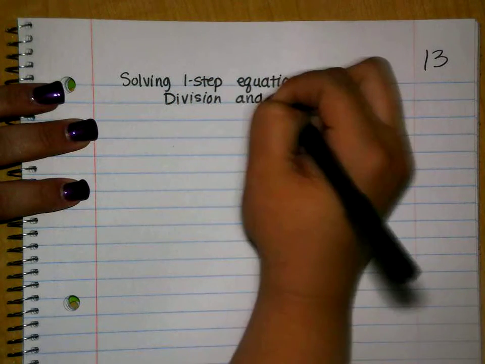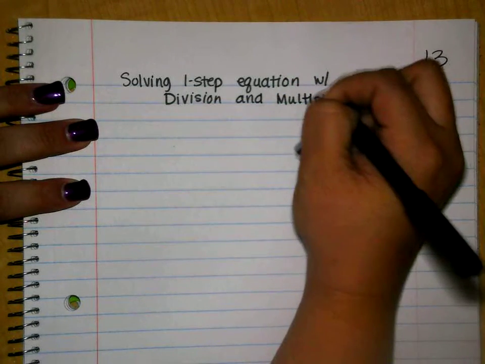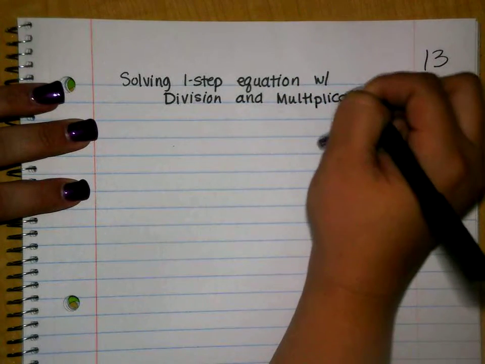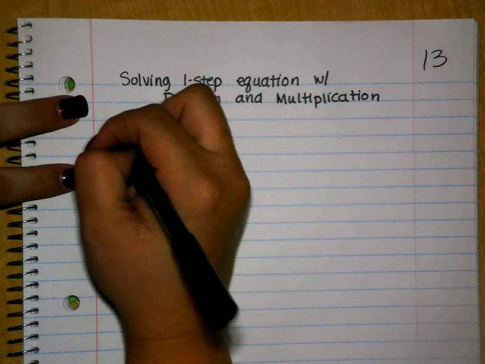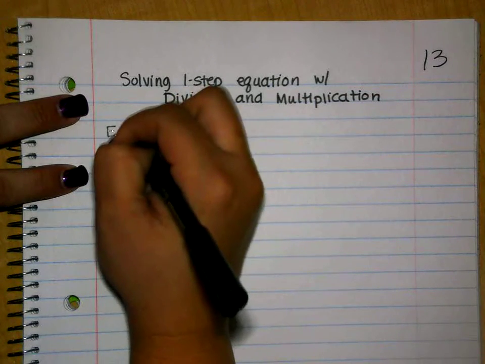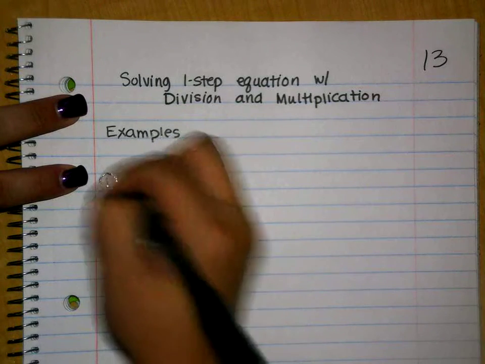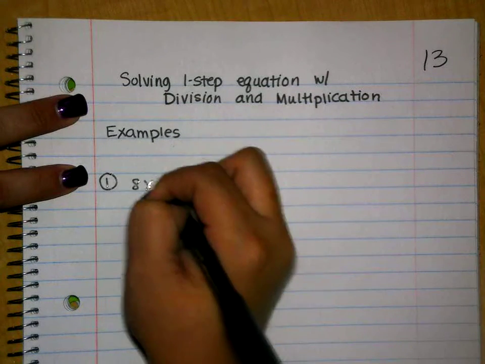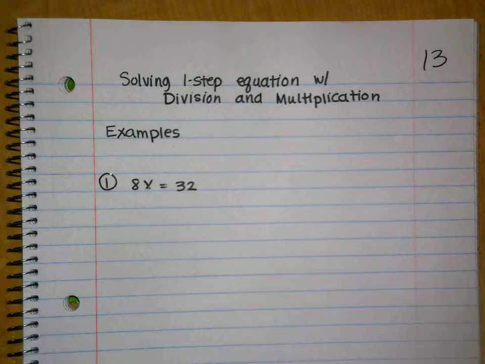and multiplication. So we're going to be using the same sort of steps that we used for subtraction and addition to identify what we need to do. So we're going to again do these by example. I'm going to talk you through these. Okay, so we're going to look at this first one, and the first one is going to say if I have 8x equals 32. Well, we're going to need to figure out what we need to isolate.